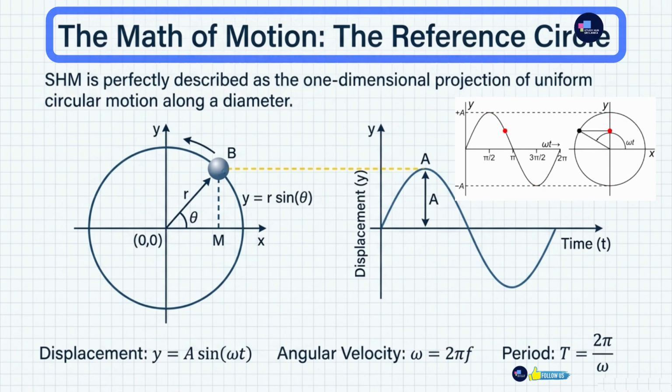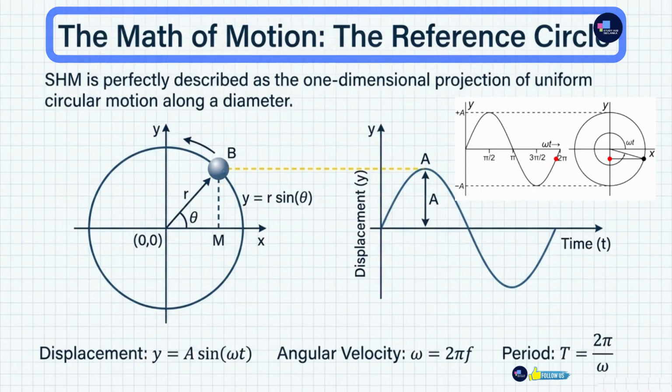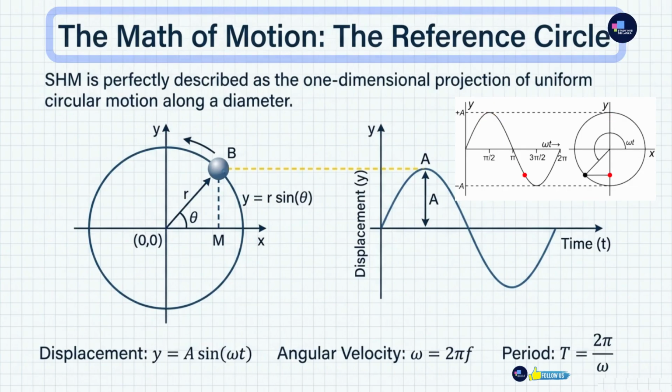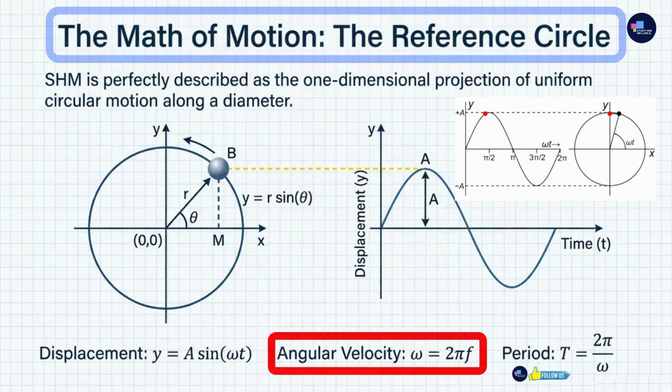We can perfectly describe simple harmonic motion as simply the one-dimensional shadow, or projection, of an object moving in a perfect, uniform circle. If you look at the geometry here, as a point moves around the outer edge of the circle, its shadow just moves back and forth along the diameter line. That shadow is performing exact simple harmonic motion. This is a huge trick for us because it allows us to use circular math like angular velocity, omega, to solve linear straight-line oscillation problems.